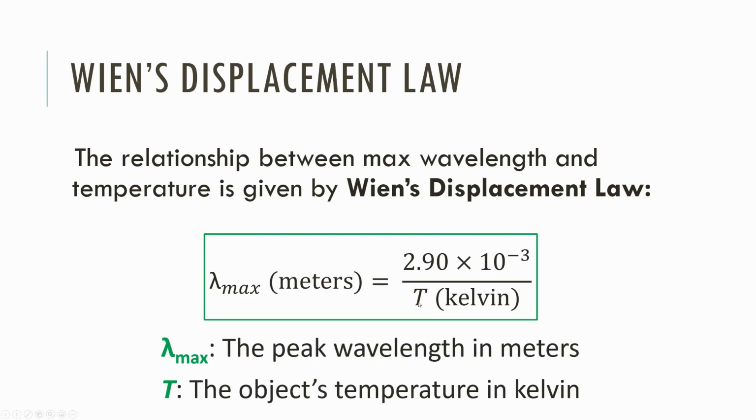So lambda max, remember lambda is the symbol for wavelength. That is the peak wavelength. We want to use meters in this equation. And capital T, of course, is temperature in Kelvin. This constant basically has meters Kelvin baked in.